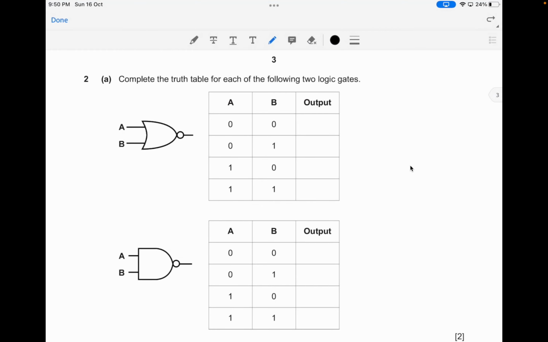Hello guys, today I'm just making a video on some basic insights on how to solve questions related to truth tables and logic gate diagrams. So this is just going to be a short video on how to draw them and how to interpret truth tables.